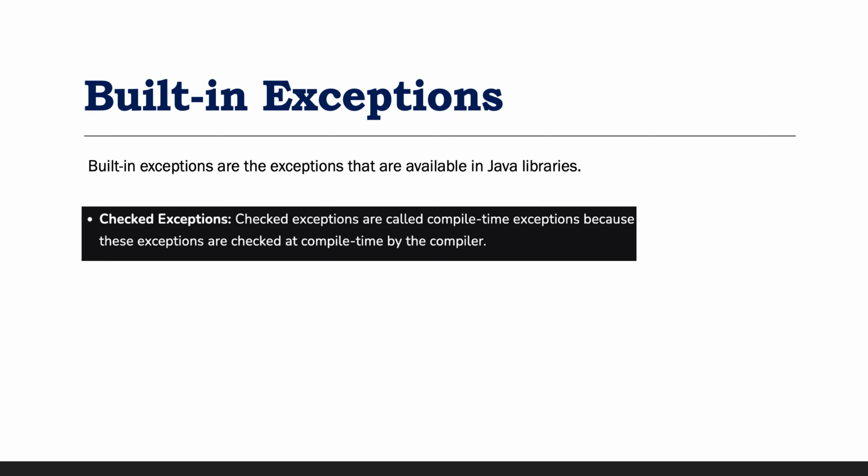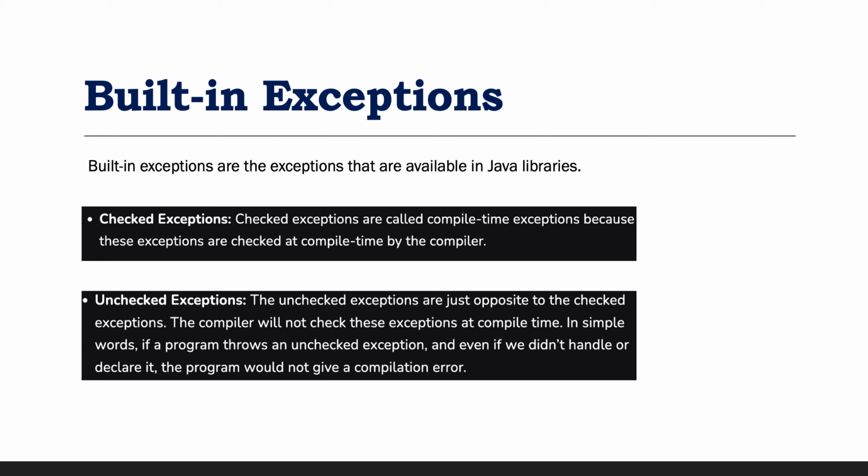So we have already seen what a built-in exception is. Built-in exceptions are the exceptions that are available in the Java library, right? We have seen examples of built-in exceptions also, like ArithmeticException, ArrayIndexOutOfBoundsException, NumberFormatException, IllegalAccessException. Those are all built-in exceptions because they are provided by Java in the library itself, and basically they are of two types. One is checked exception, one is unchecked exception, right? And we have already seen what a checked exception is and what an unchecked exception is.